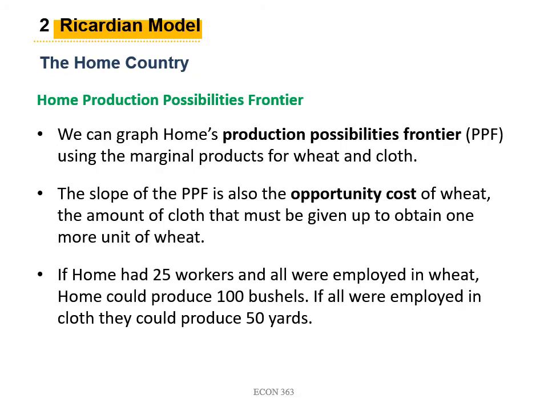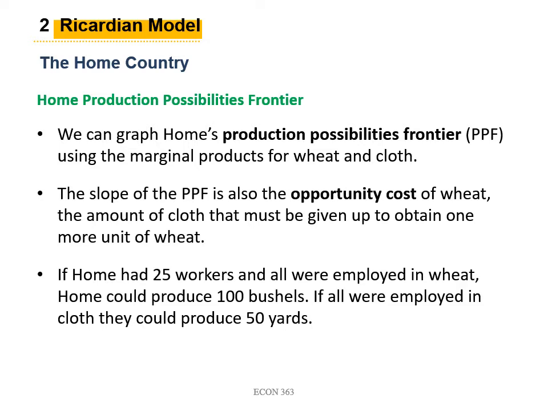So that means we can graph the home country's production possibilities frontier, given we have the information about the marginal products of wheat and cloth. And by the way, that ratio stays the same. So that means that the production possibility frontier has to be a straight line. It has to be straight. It cannot be a curvy line. If it was a curvy line, the ratio of the two marginal products would be changing over the course of the diagram.